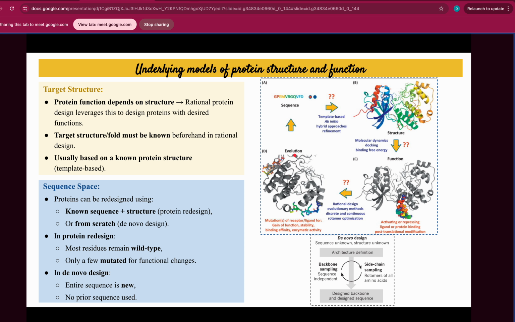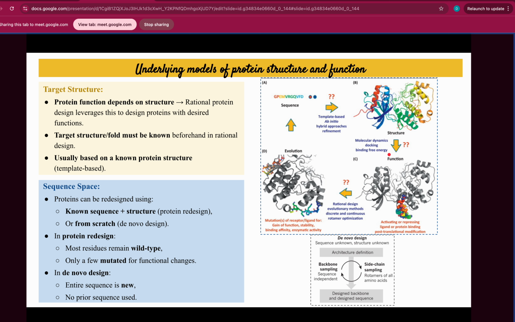So this is the representation of how the rational protein design works. So we have a sequence. Now we can perform different types of analysis, such as template based, ab initio, or hybrid approaches or refinements. So in this sequence we can make many changes, and then we can get certain structure. So we already have a set of protein structures and sequences, and based on that we make some changes. So these mutations are not random mutations, they are site specific mutations based on the knowledge of existing literature. By making those changes, we see how the structure is getting influenced. Then we perform molecular dynamics and docking and binding free energy calculations.